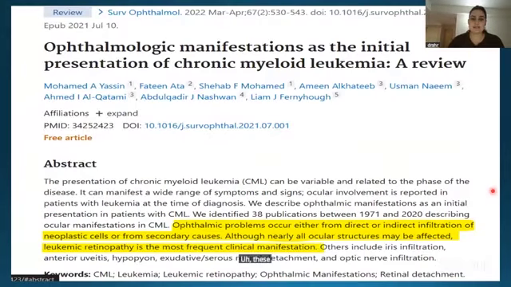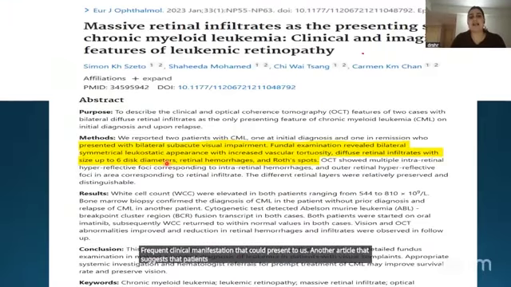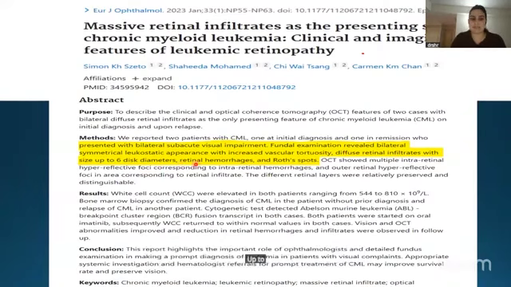These are some reference articles which mention that ophthalmic problems usually can occur due to direct or indirect infiltration of the neoplastic cells. Although almost all structures could be affected, leukemic retinopathy is the most frequent clinical manifestation that could present to us. Another article suggests that patients will present with bilateral subacute visual impairment. The fundal examination would reveal bilateral symmetrical leukostatic appearance with increased vascular tortuosity, diffuse retinal infiltrates up to 6 disc diameter size, and retinal hemorrhage as the classic appearance of a Roth spot.